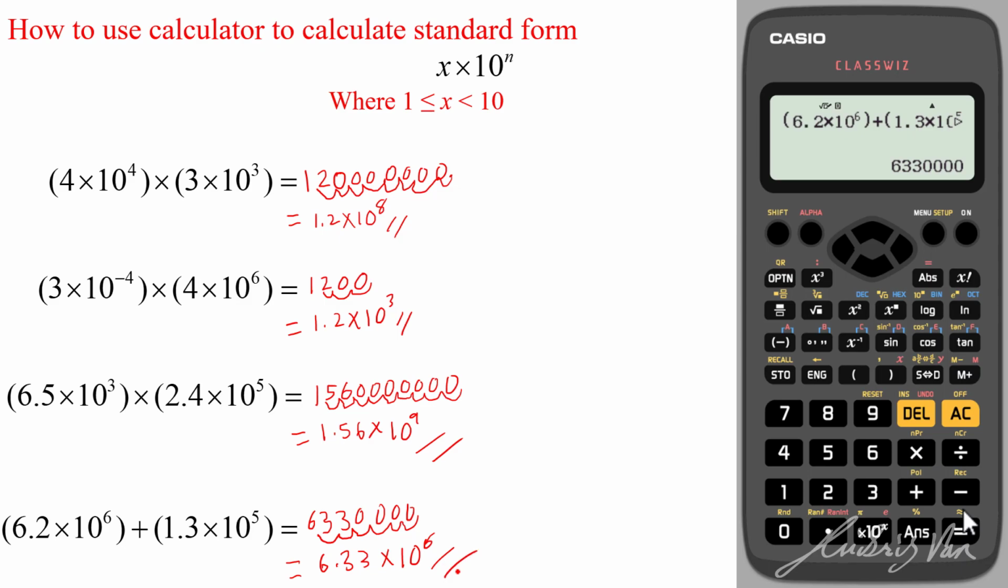So this is how you use the calculator to calculate standard form questions. But just keep in mind that this standard form will look weird. So most of the time I will just write the number, then times 10, then power to whatever. It can be -5 or something. Then there we go.